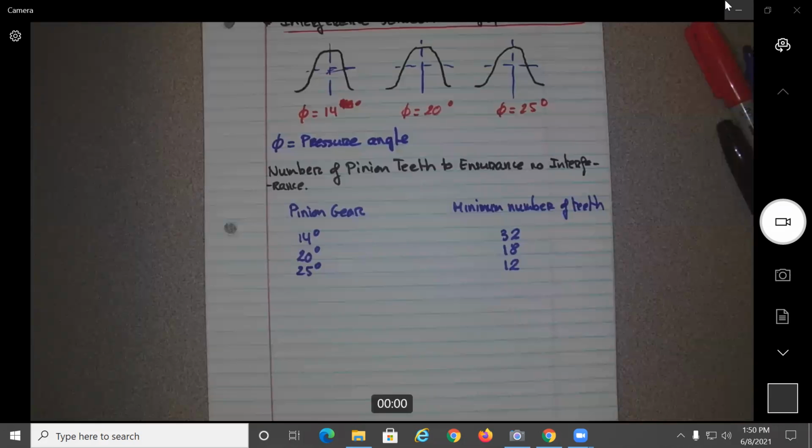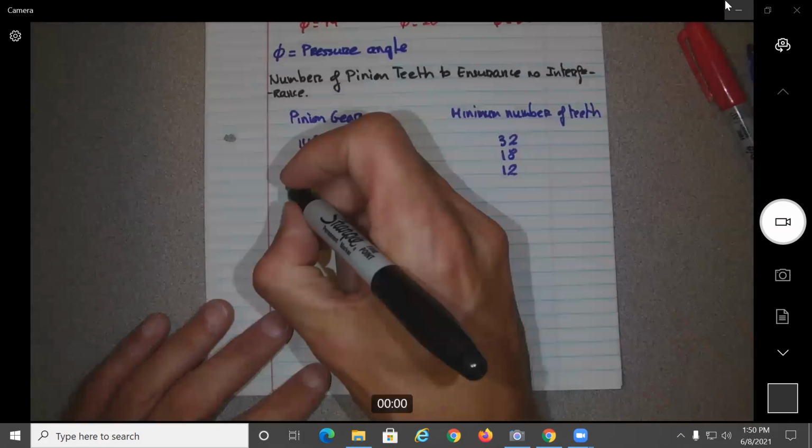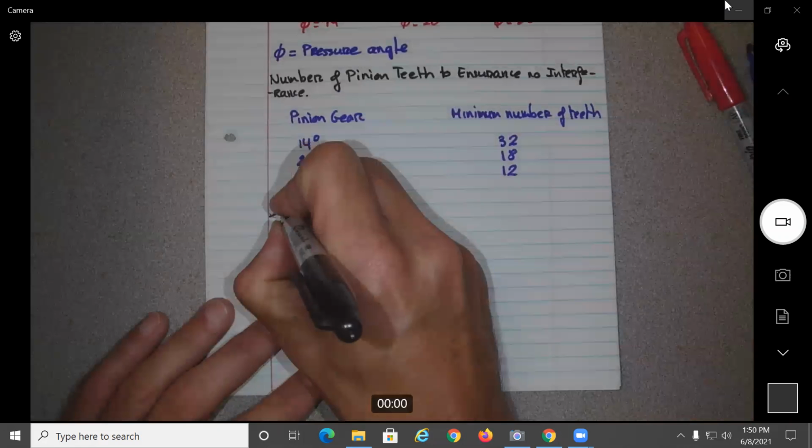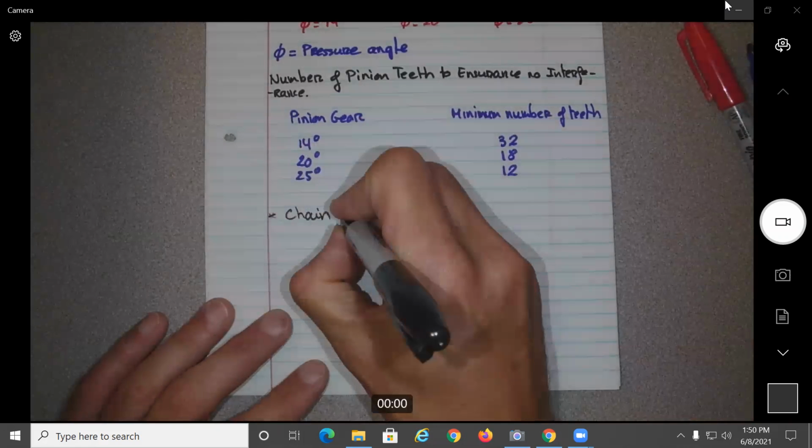Over here, very quickly, I'm going to give you an idea of the different forces that you will find on a chain and a V-belt, in case you need to do the design. The first one we're going to do is chain sprockets.